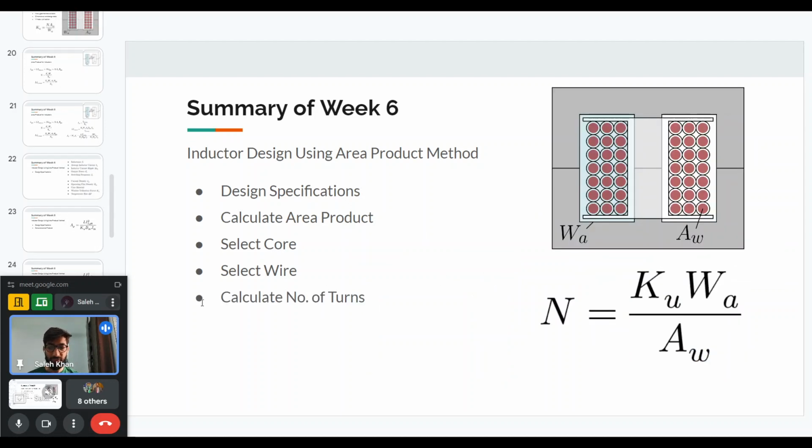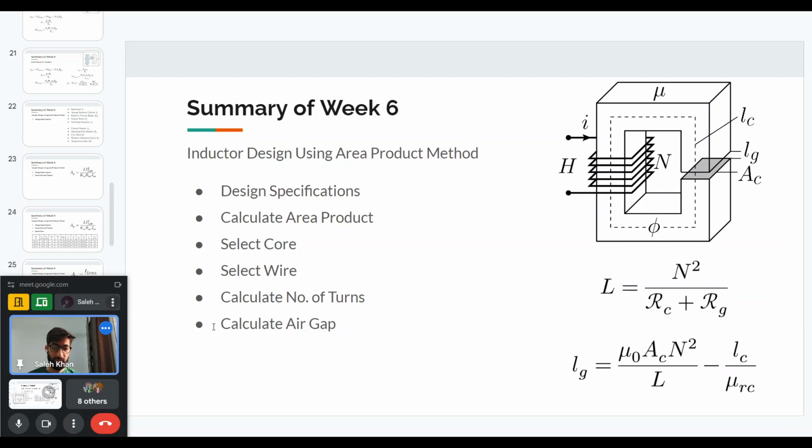Next we have to calculate the number of turns. Again, we will use the utilization factor formula. We know the utilization factor. Once we have selected the core, we will also know the window area, and once we have selected the wire, the area of the bare wire will be fixed. Then we can find the number of turns required for the inductor to be made.